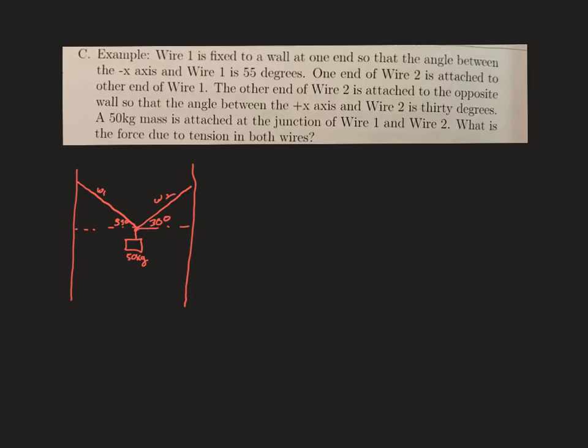Alright, so going through our problem solving steps, step 1 is to pick an object to sum forces on. And it's not obvious in tension problems like this, but we want to sum forces on the junction point where all of our forces come together. So we're going to sum forces on this junction point.